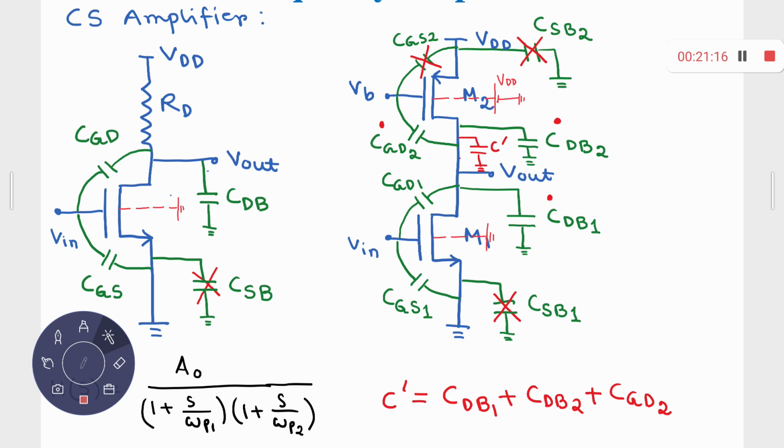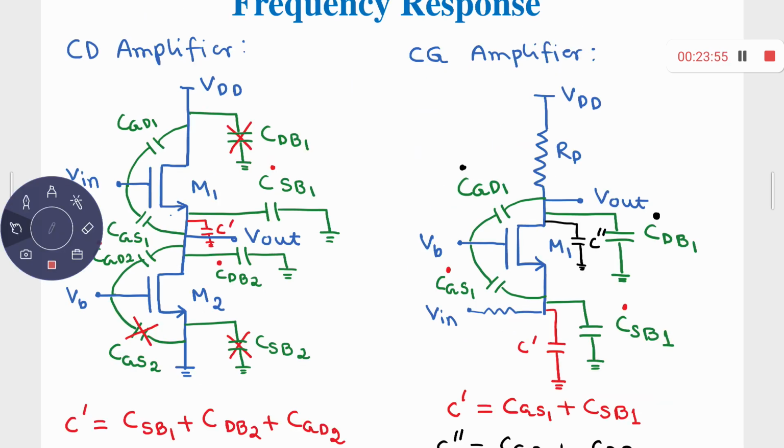Is it okay? Is it clear? Okay, so now let's have a look at the common drain amplifier. For the common drain amplifier, as you understand, this MOS M1 is acting as the amplifying device. Actually, there is no amplification. It is acting as a buffer, and the resistance over there is represented by another MOS, that is M2. Since you have introduced two MOS devices, M1 and M2, you have to consider the effect of the corresponding capacitors.